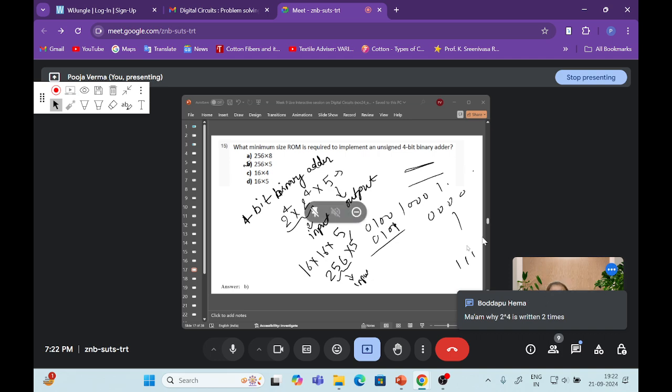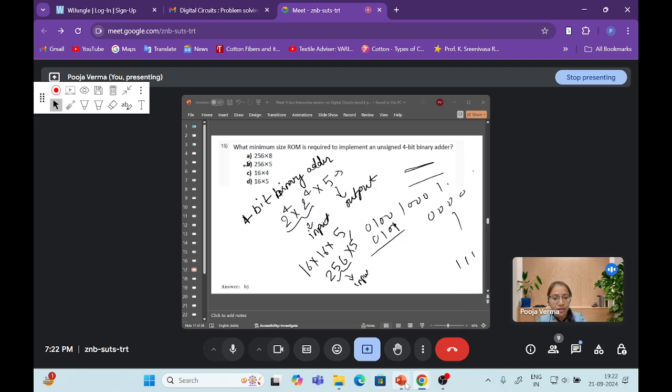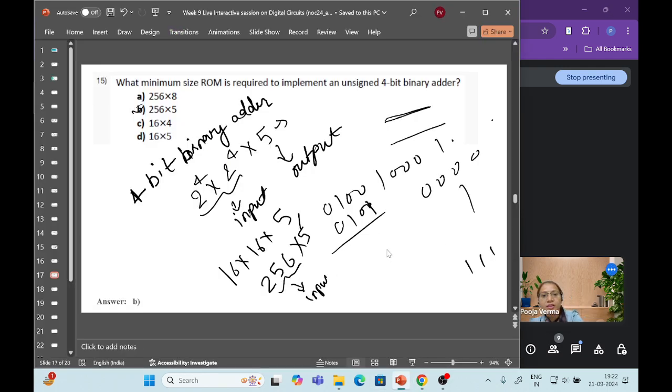Okay. We need to add two 4-bit binary numbers. We have to implement an unsigned 4-bit binary adder. So for a binary adder, we require two 4-bit inputs. This one is for one sequence and this one is for another sequence.